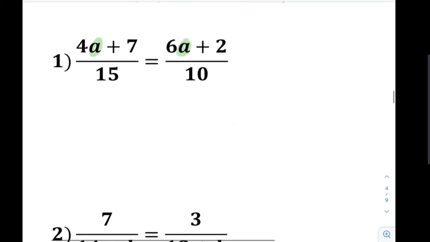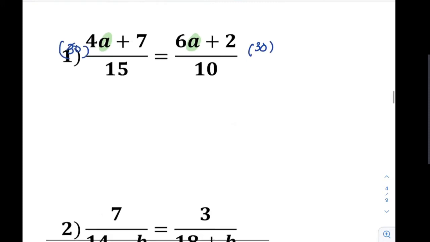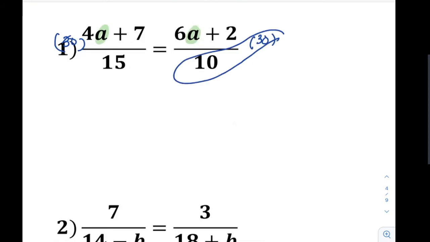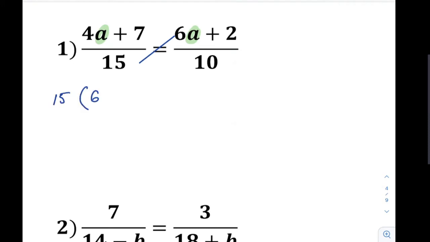Now, some approaches will tell you that I will multiply here by 30, and I will multiply here by 30 to get rid of the fraction, because when we cancel 30 over 10, it will be 3. And then you will use distributive property. But actually, I don't prefer this approach. I prefer to use the cross multiplication. Now, you can say that this side, 15 times the expression 6a plus 2. You can start with this or start with the other one. It will not make any difference at all.